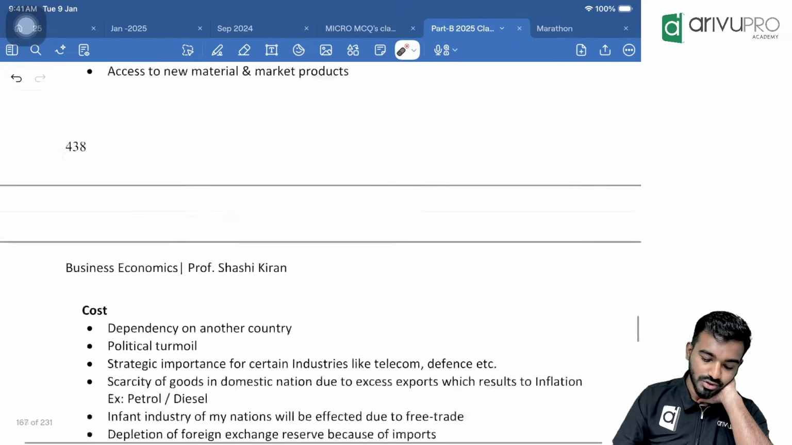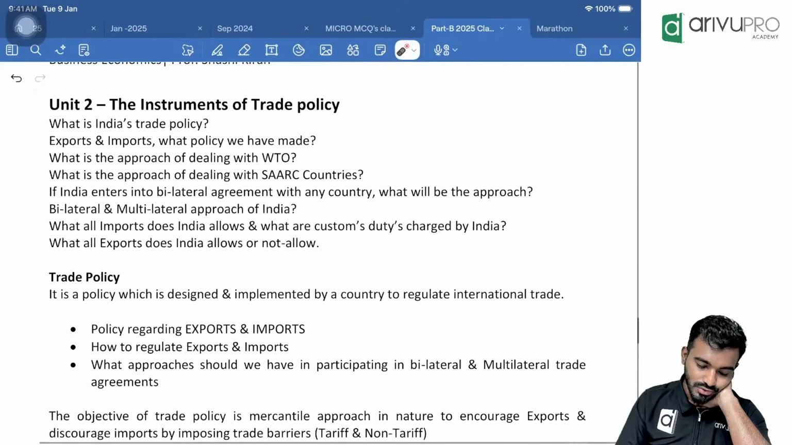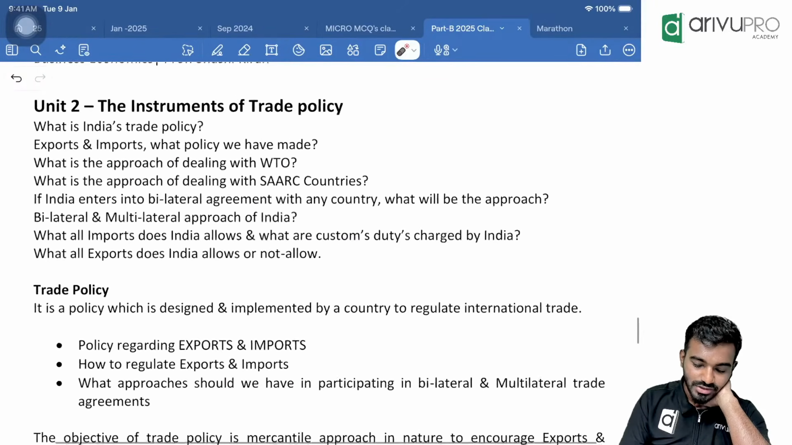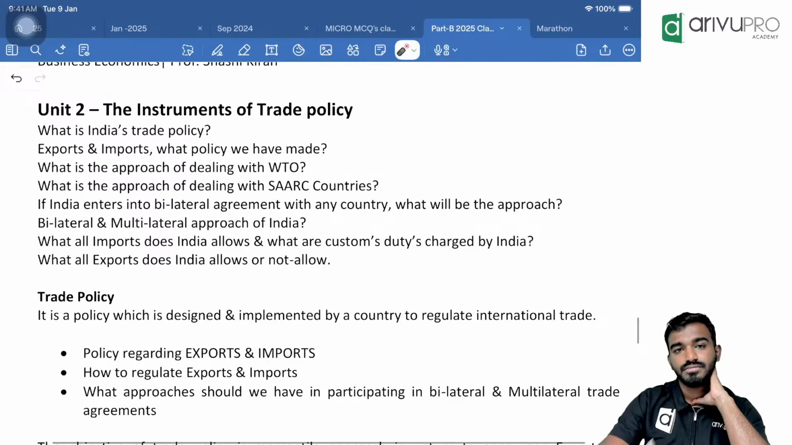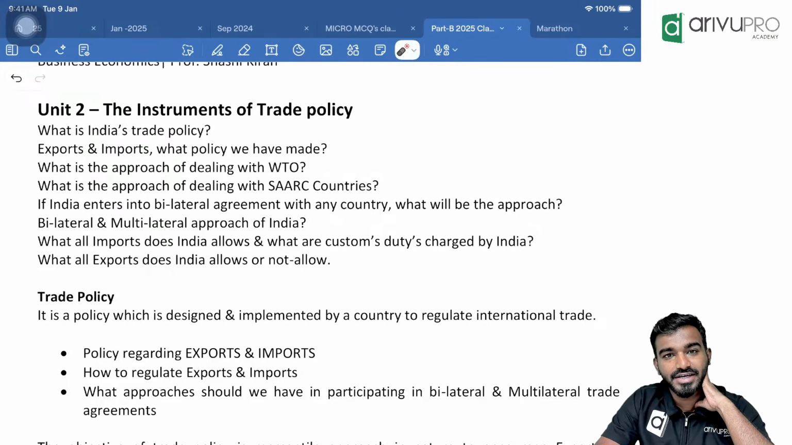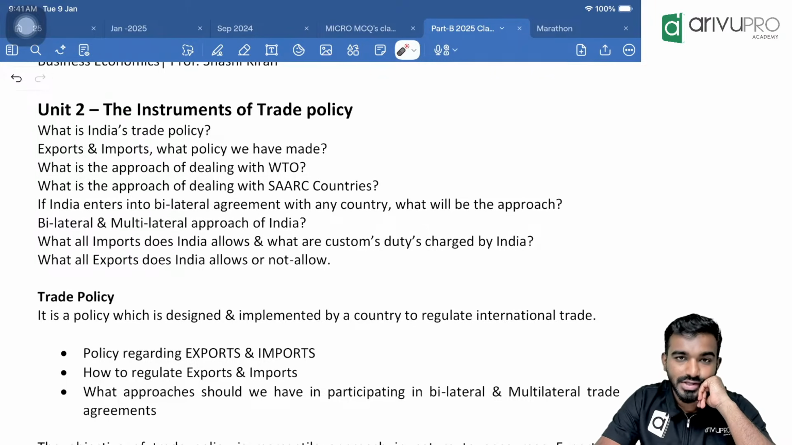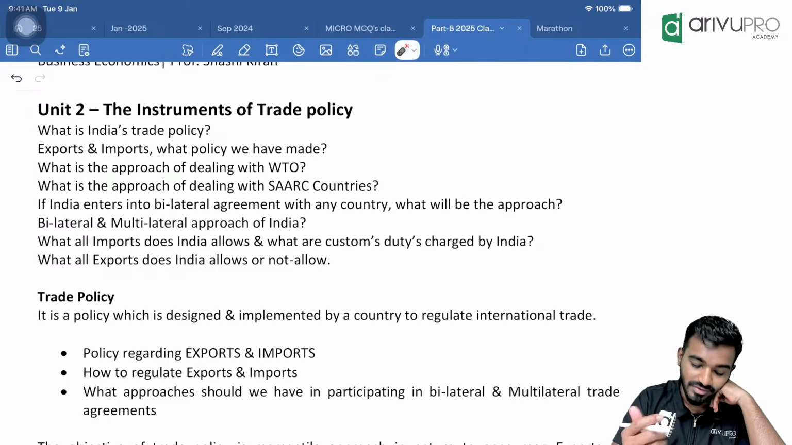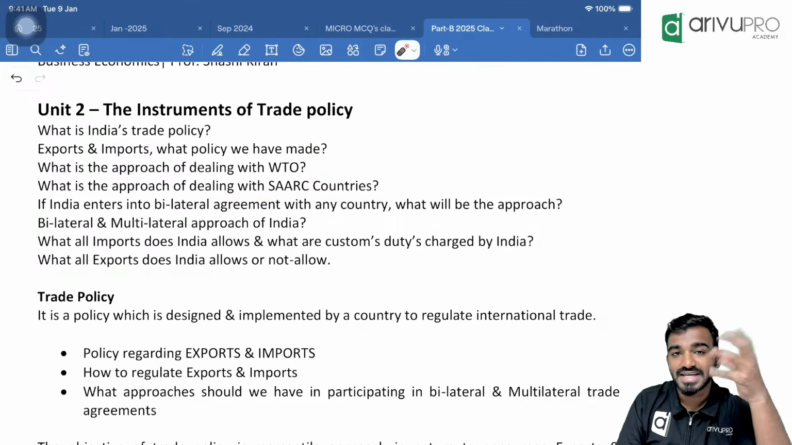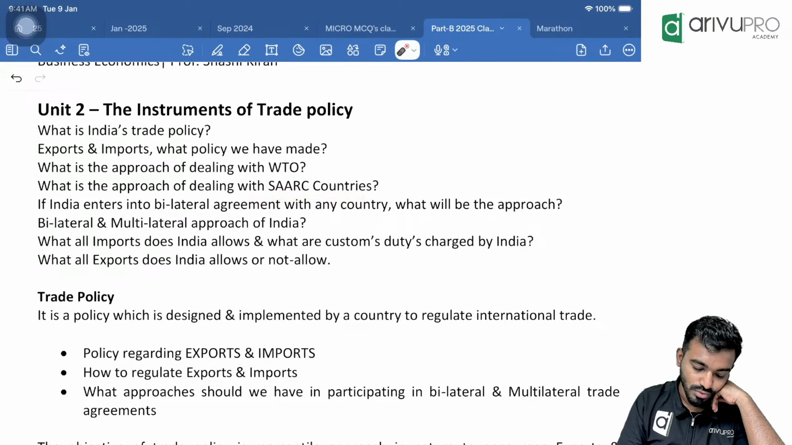Okay, chalo, let's go to unit number 2. Unit number 2 speaks about instruments of trade policy. That means now when we are conducting an international trade, what are all the policies of international trade? Like what we allow for exports, what we don't allow for exports. When we are dealing with WTO members, what are the rules and regulations? When we are dealing with SAARC nations, what are the rules and regulations?